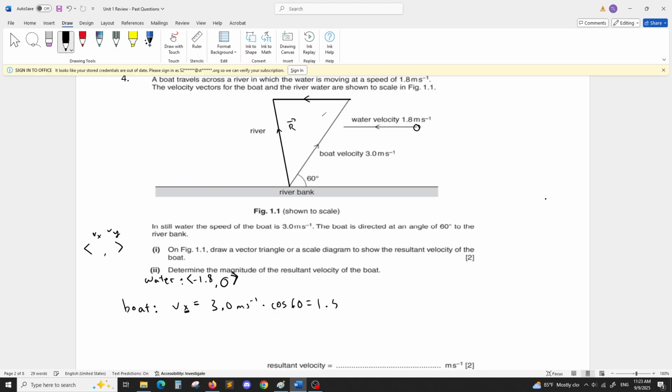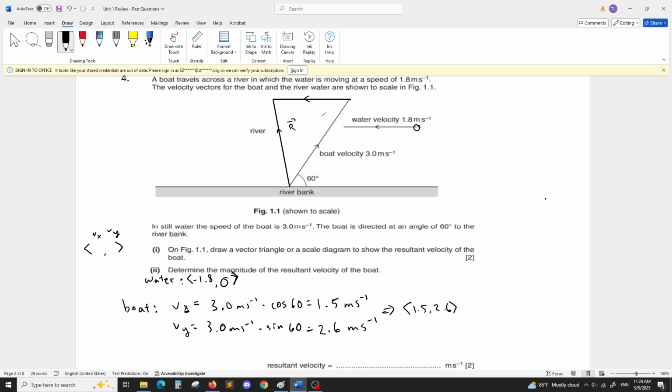So it's 1.5 meters per second. And similarly, we have our 3.0 meters per second times sine of 60. And this one I can't do in my head, unfortunately. And then we have 2.598, and we're gonna round to 2 sig figs because that's what Cambridge wants. So then our resultant vector is just simply 1.5, 2.6.